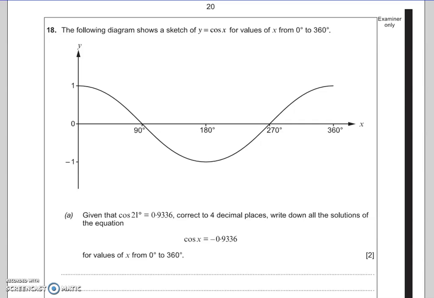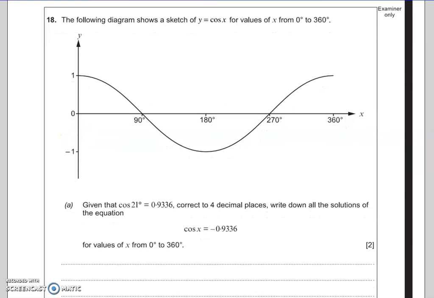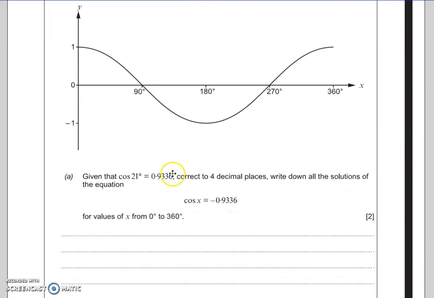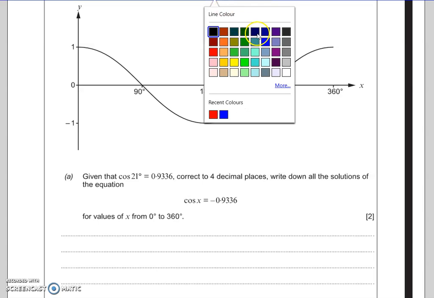Hi, this is the last part now for the June 2018 Maths Higher Paper 1. This is question 18. It's a trig graph, not usually on paper 1, but they've given us a little bit of extra help on this one, so we can still do it even without a calculator. So we've got our graph of cos x, and we're asked to solve for cos x equals minus 0.9336. So that is right down the bottom.